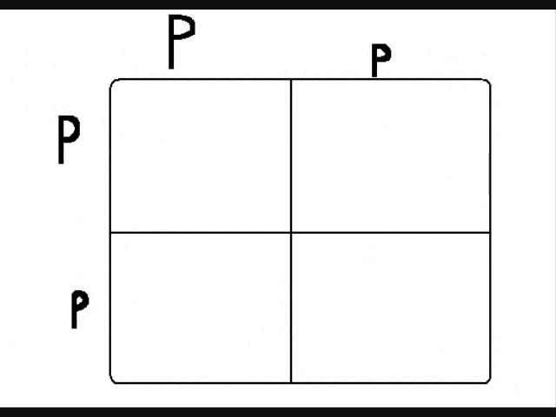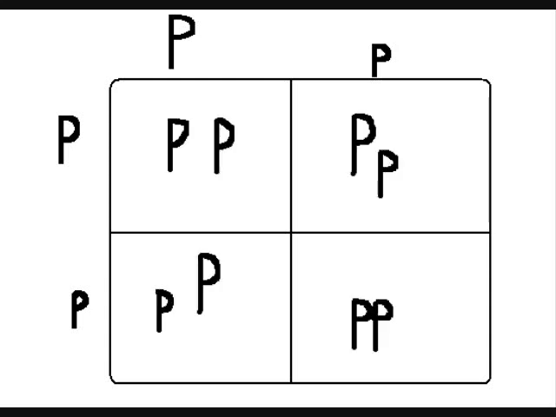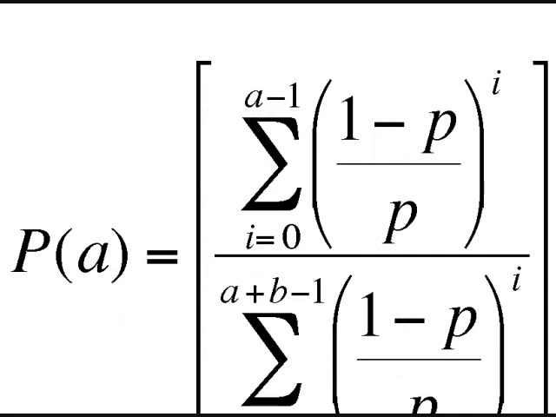A Punnett square is used to organize all the possible combinations of offspring from a particular parent. For instance, capital P, lowercase p, capital P, lowercase p, or lowercase p, lowercase p. Probability is the likelihood that a possible future event will occur in any given instance of the event.